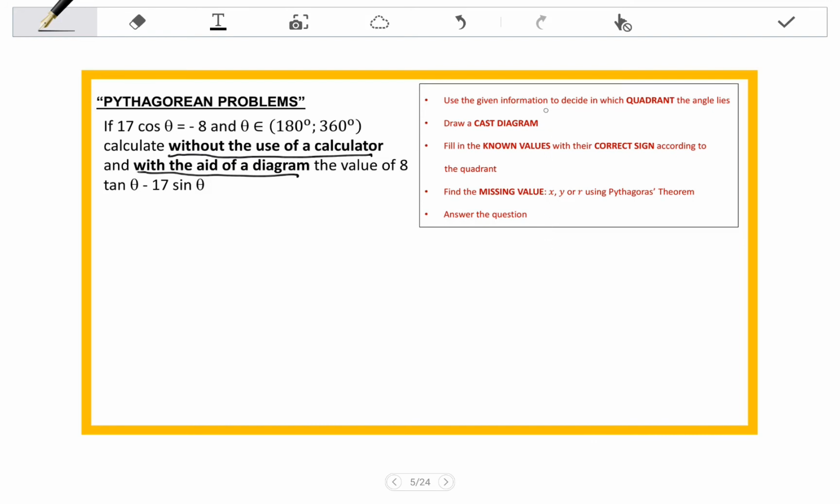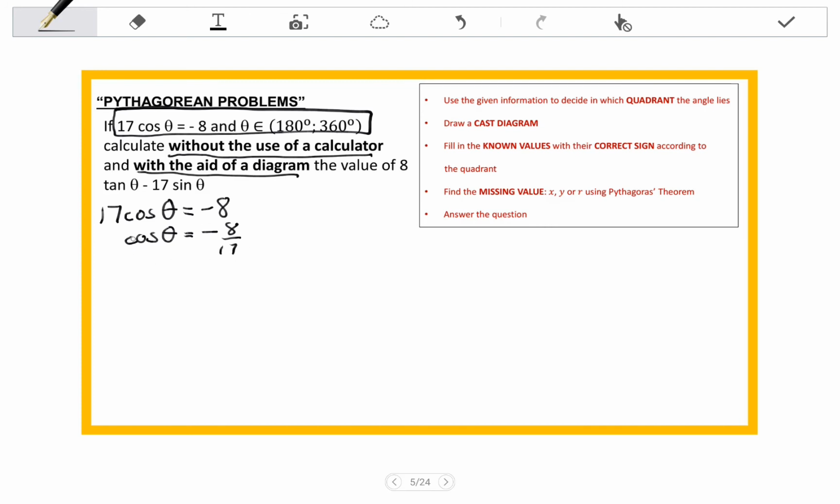The first thing you need to do is use the given information to decide in which quadrant the angle lies. If we look at the information given, we have 17 cos theta equals -8. Now I'm going to use that to determine a sign for cos, because I can apply the CAST diagram. So if I solve for cos theta, I'm going to divide by 17 and I get -8 over 17.